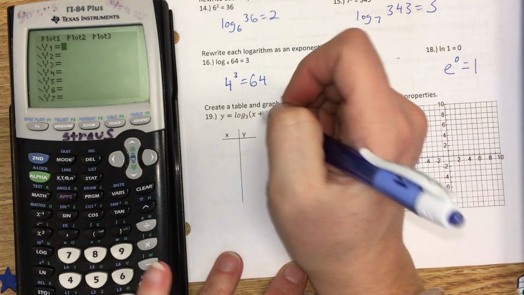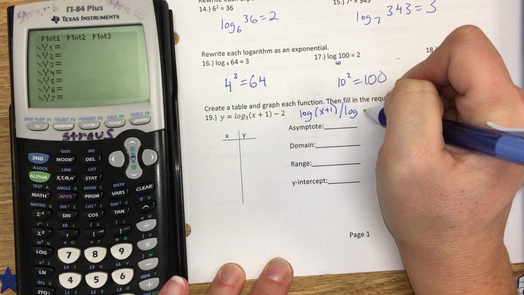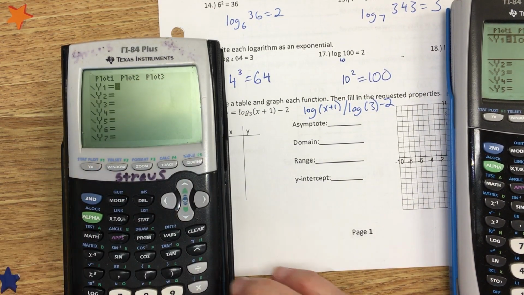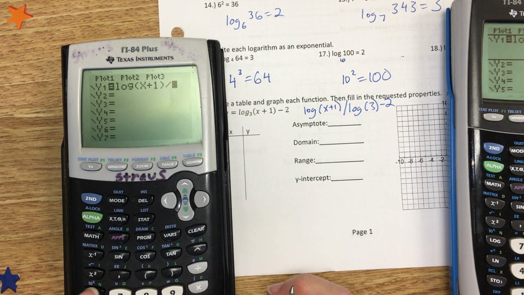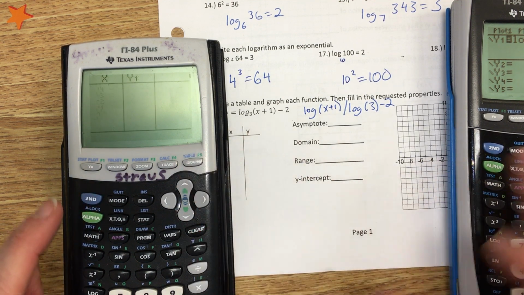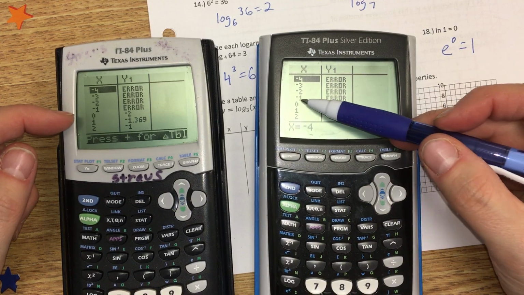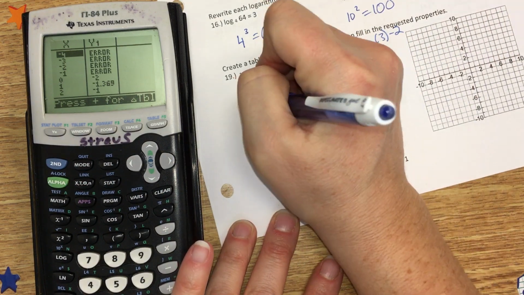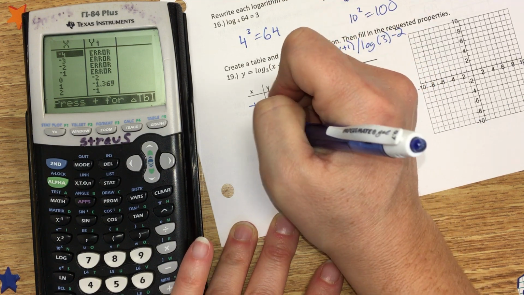All right, now on the older calculator, I need to remember to type it in as log, and then x plus 1 divided by log, and then 3, and then minus 2. So on my older calculator, it's going to go log x plus 1 divided by log 3. Close my parentheses, minus 2. And I'm going to go to my table, and you'll see on both calculators, I see the same thing, and that is I see error. My first error is at negative 1. And then at 0, negative 2, and then my next good point is 2, negative 1.